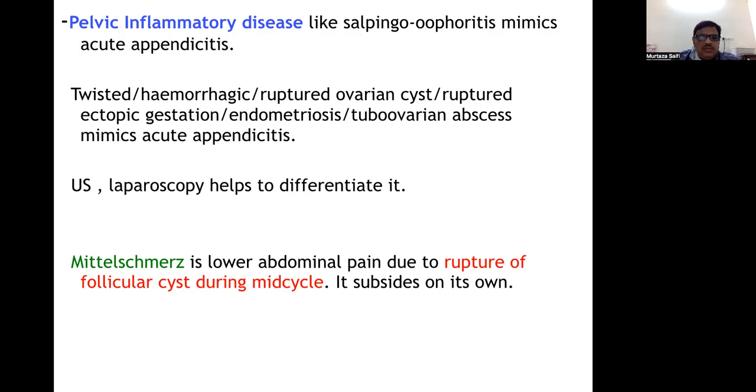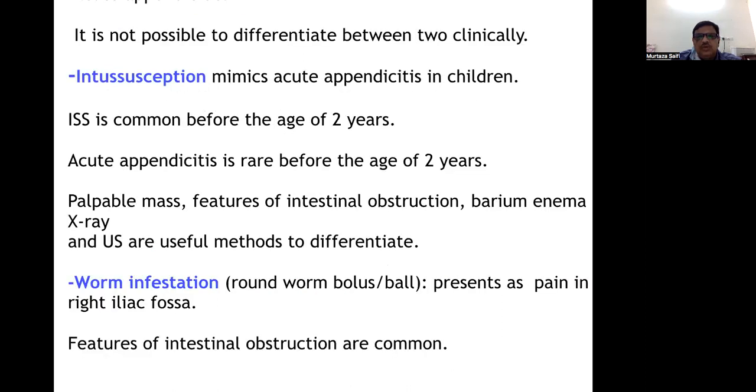Mittelschmerz is the lower abdominal pain due to rupture of a follicular cyst during mid-cycle. It is one of the differential diagnoses. It subsides on its own.